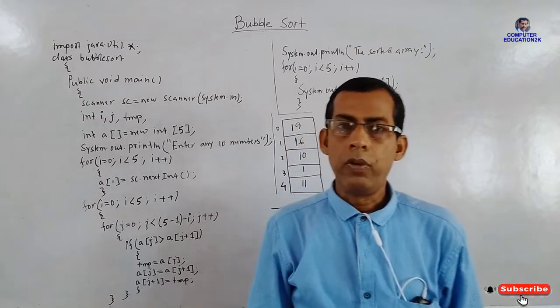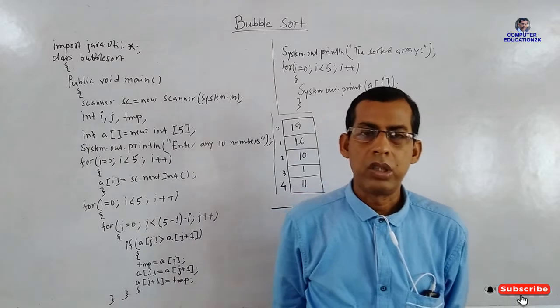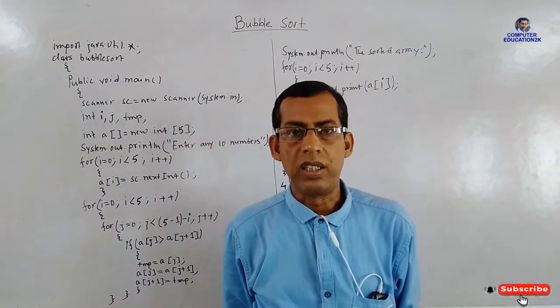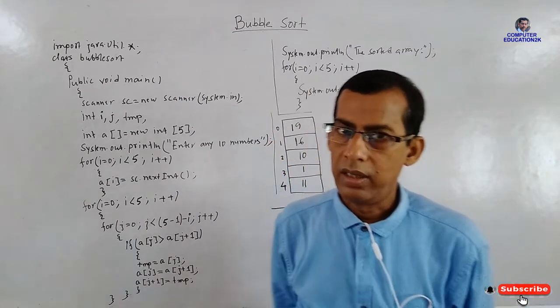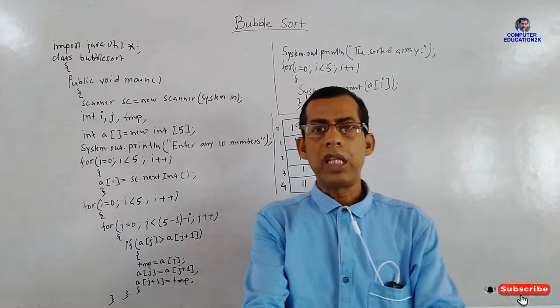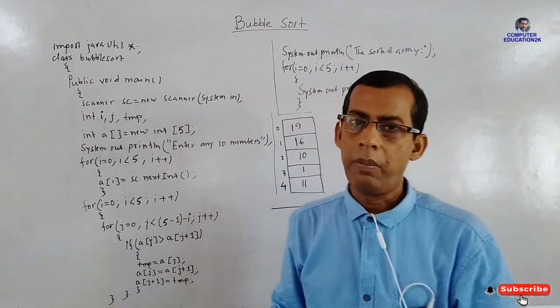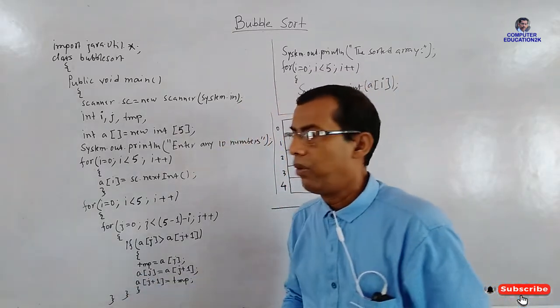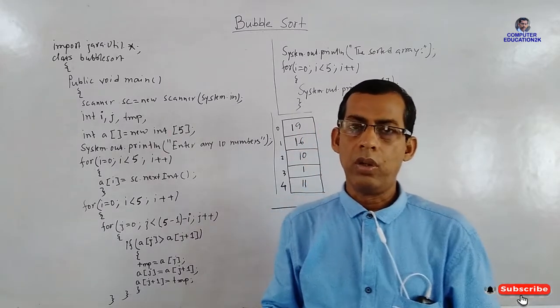Before that, please try to understand what sort is. S-O-R-T, sort. Sort or sorting means arranging the data in an array. There are so many types of sorting, but let us see the vowel sort. First of all, I will discuss how this vowel sort works.